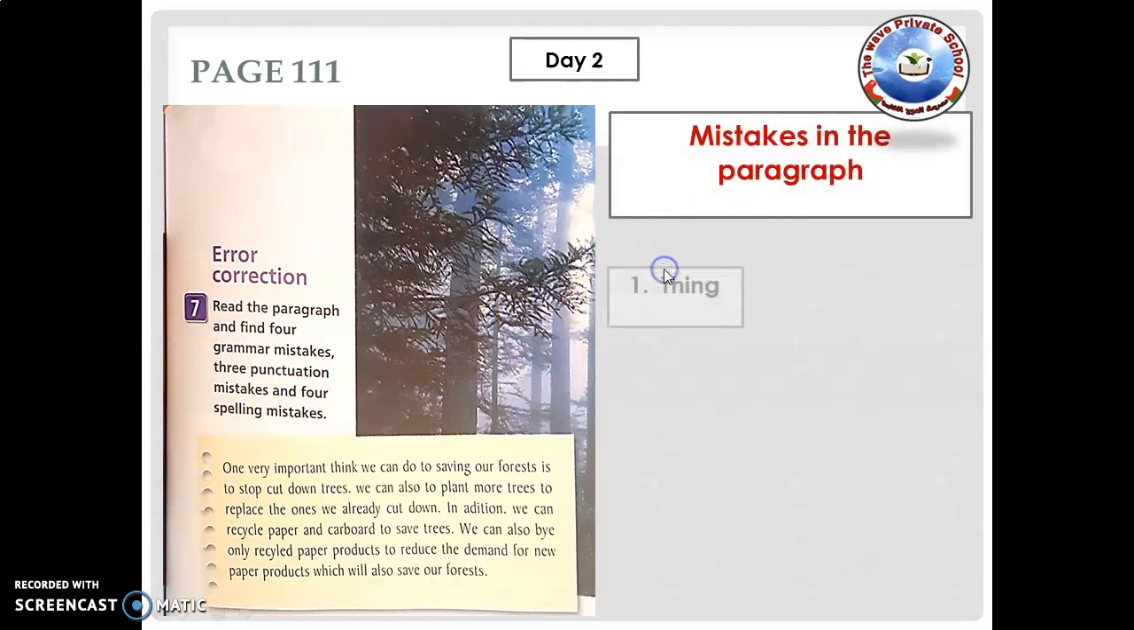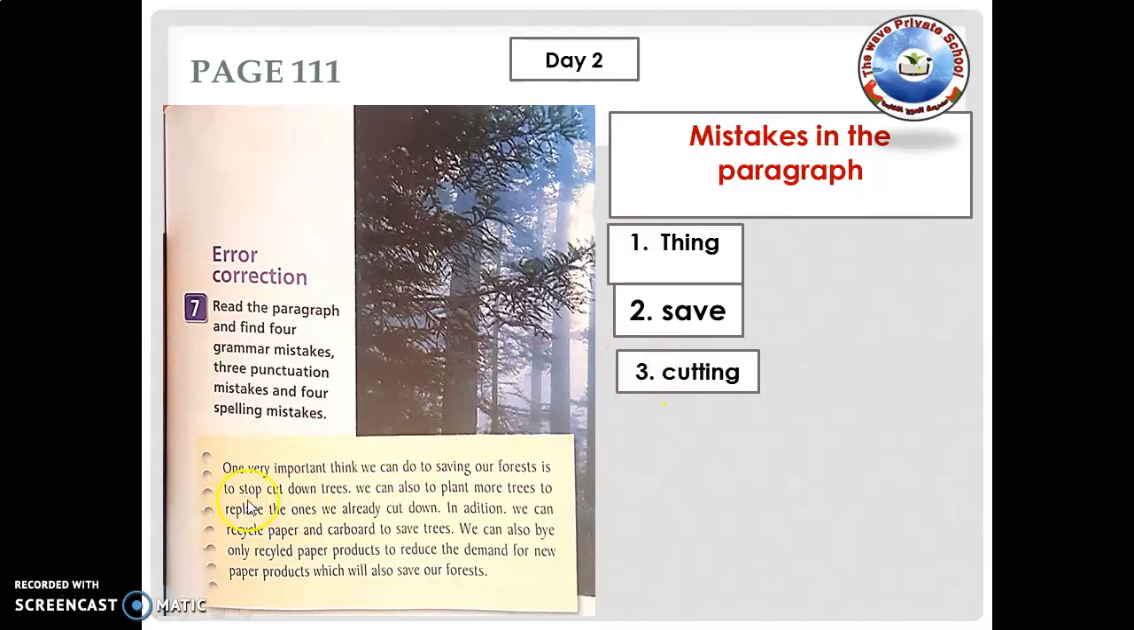So, what are the mistakes in the paragraph? Let us try to read. One very important thing, this is thing, not think. So, number 1 is thing. We can do to saving. Is it saving or to save? It is to save. Our forest is to stop, cut down, or cutting down. Okay, not cut down. We, okay, this one is we, should be capital. Can also plant. Okay, also plant, no need to write to in between, also in plant. More trees to replace the ones we already cut down.